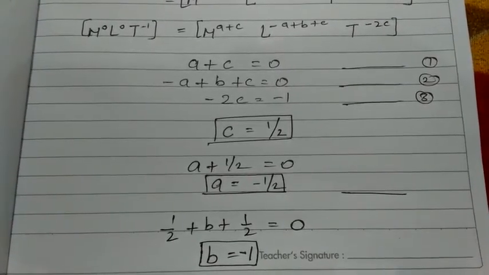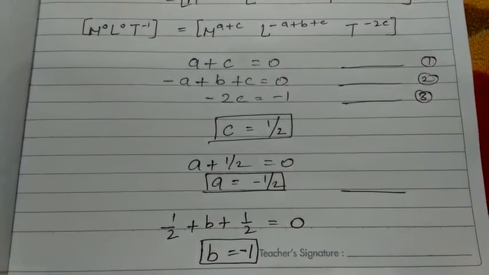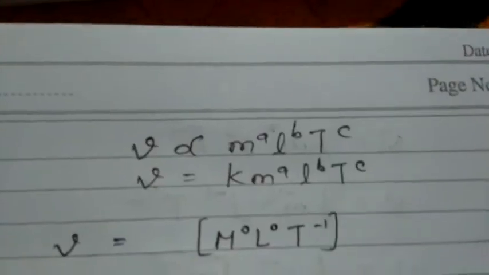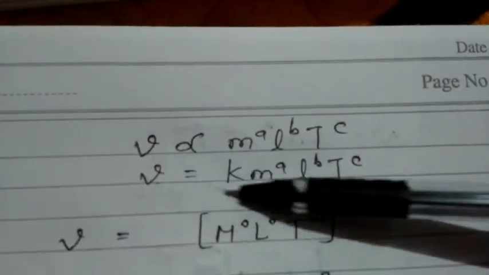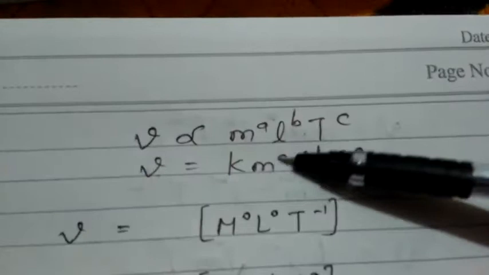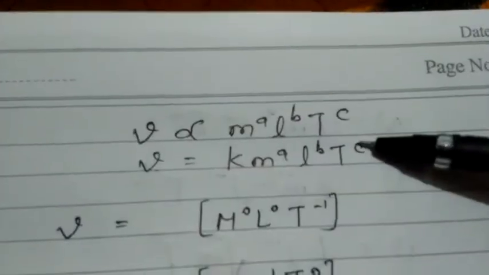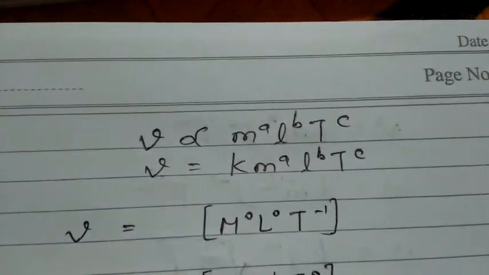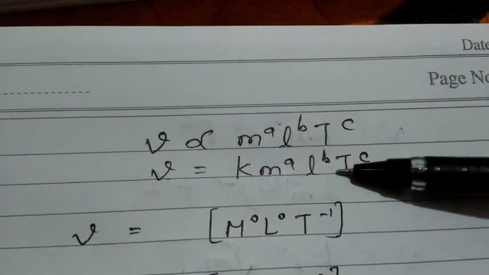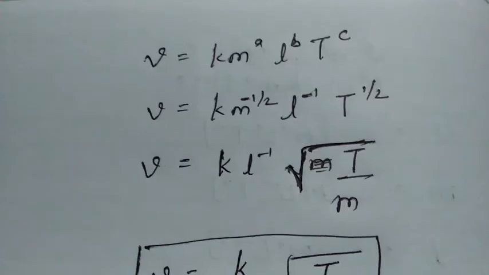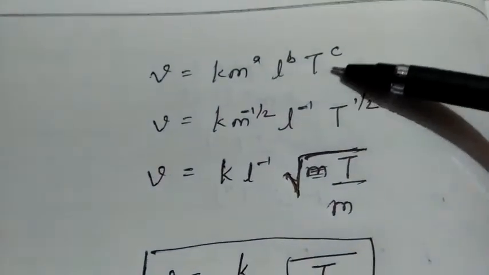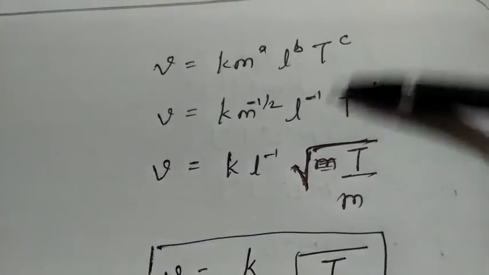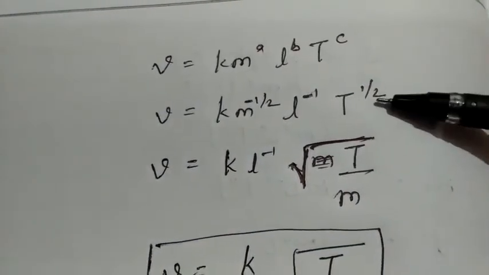In the fifth and last step, we will put the values of a, b and c in this equation. M to the power a, L to the power b, t to the power c is written there. We have found the values of a, b and c, and now we will put these values in this equation. These are the values we have got: a equals minus half, b equals minus 1 and c equals half.